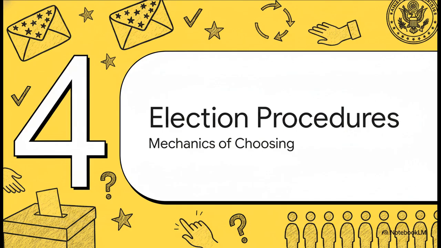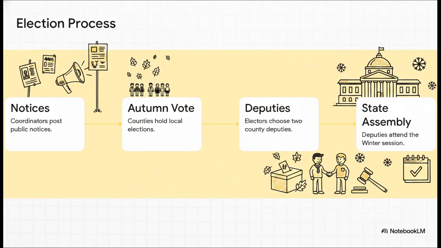Section 4. Election procedures, the mechanics of choosing. Okay, let's look at the mechanics. The election process outlined in the texts flows logically right from the ground up. First, trained assembly coordinators post public notices and arrange meeting times. Then, the individual counties hold their local elections in the autumn. During these elections, qualified electors choose 2 local deputies to act as fiduciary officers for that county. Finally, those deputies attend the broader state General Assembly session, which traditionally takes place after the winter holidays.